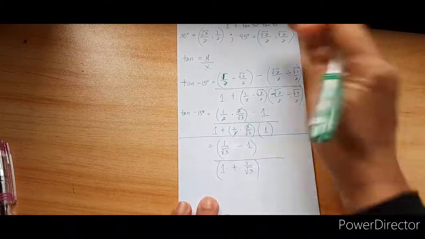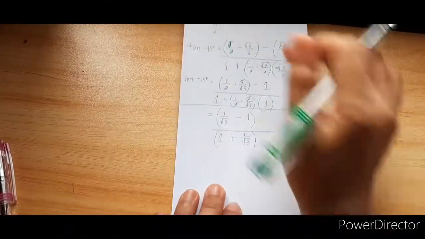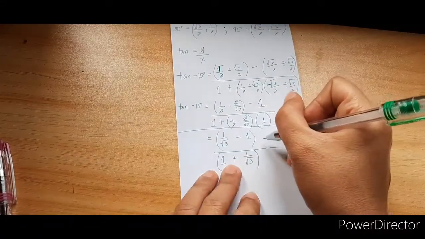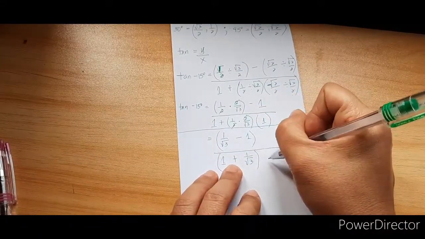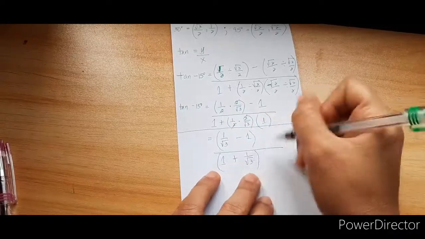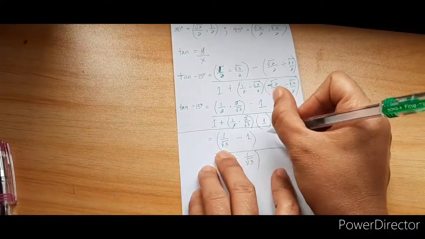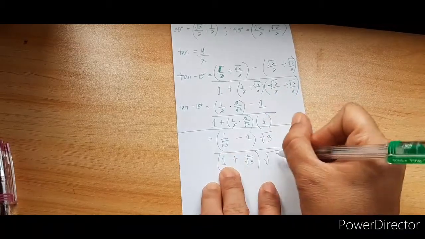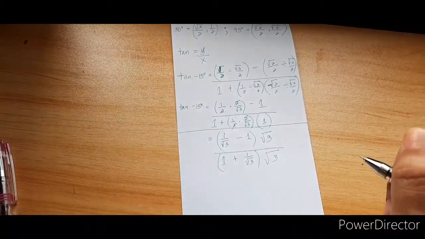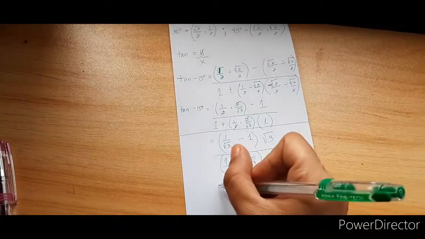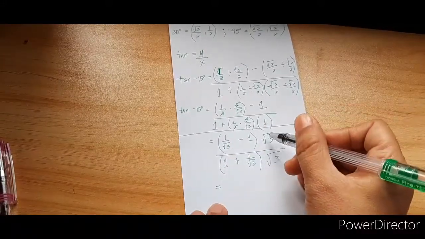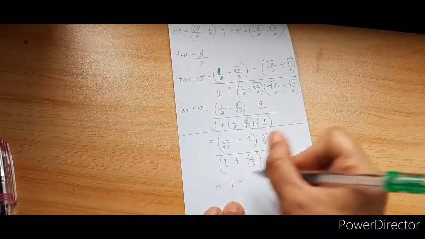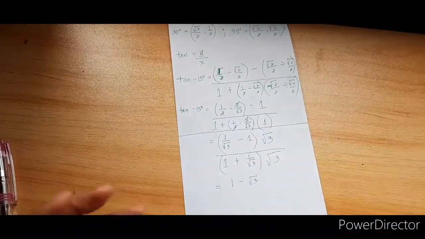Para mawala yung ating denominator na square root of 3, o kaya kahit anong denominator, pwede nyo siyang i-multiply on the numerator and by the denominator. So, ang denominator natin dito ay square root of 3. So, multiply natin ng square root of 3 ito. I-multiply din natin ito ng square root of 3. Okay? So, magiging ito makakancel na doon. So, that will become 1 minus square root of 3.